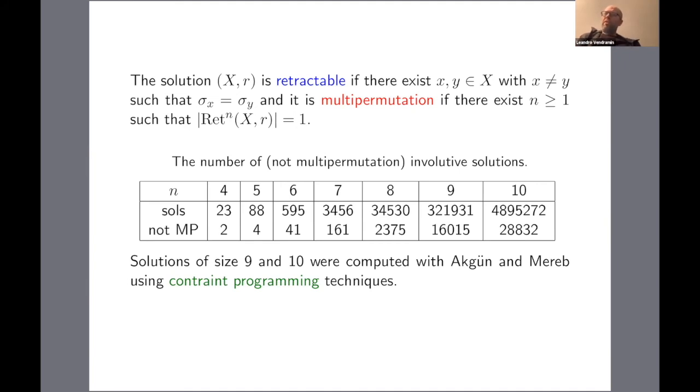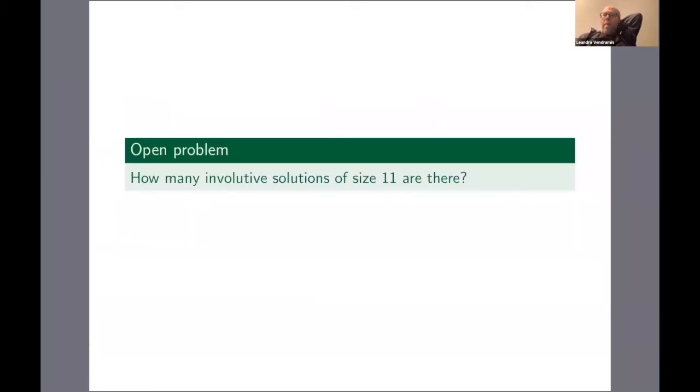So the point is that if you see the list of solutions, you see that almost all of them are multi-permutation solutions. So why? What can we say about that, right? Okay, this is a natural problem. I would like to be able to construct solutions of size 11, and of course, I cannot do that because I don't have enough computer power. It seems to me that I need a new idea, okay?